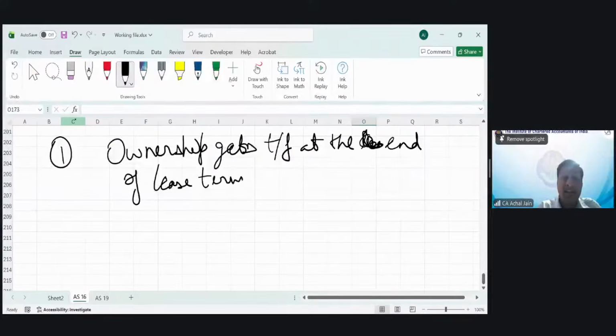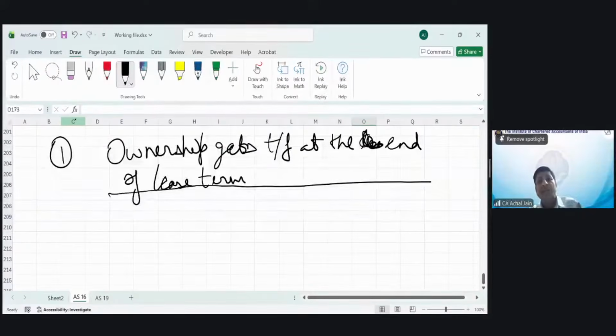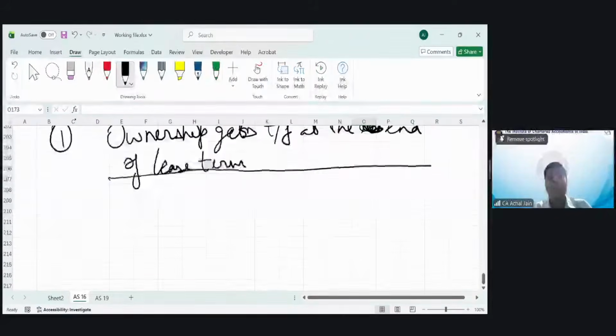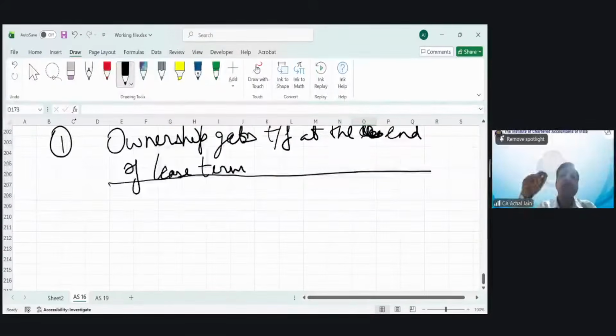Now, once again, let me just clarify, because you may be getting confused. You may be thinking, but sir, just now we discussed ownership is never transferred, and now you're saying ownership will get transferred. And if the ownership is getting transferred along with the transfer of risk and reward, should we not be considering it as sale? No. Why? Because ownership is not getting transferred today.